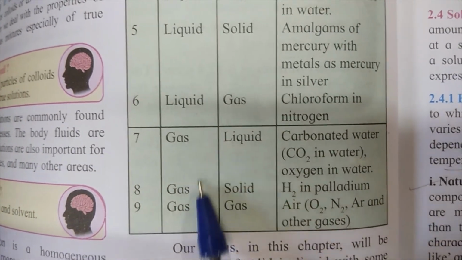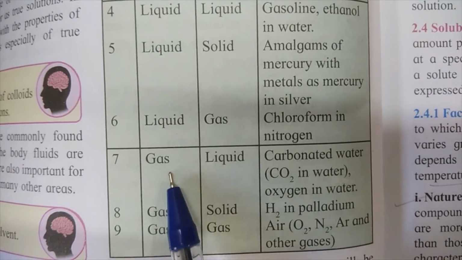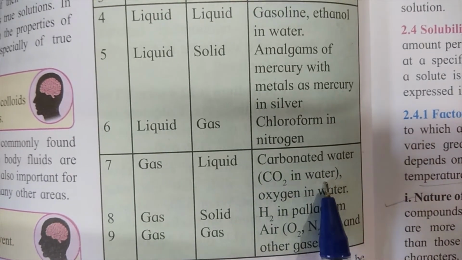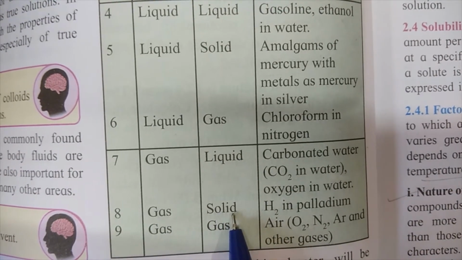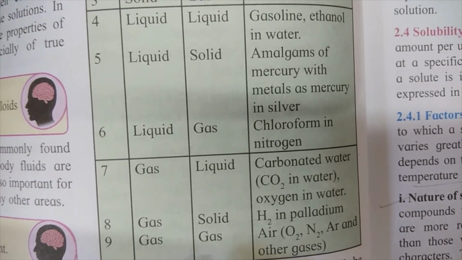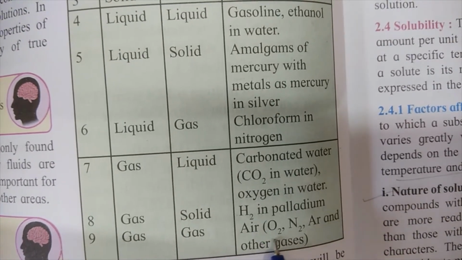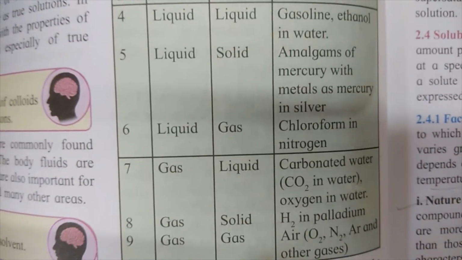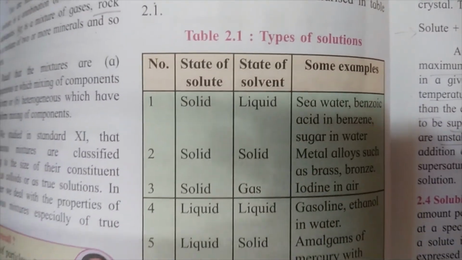The next category, by changing the states, in the three next examples of the solute: the gas solute in liquid solvent, carbonated water, CO2 in water, oxygen in water. Next example, gas as a solute and solid as a solvent, hydrogen H2 in palladium. Gas as a solute and gas as well as the solvent, air. Okay, air is the best example, that is a mixture of different gases. Okay, so these are the 9 types of solution that can be formed by changing the state of solute and solvent. Is it?